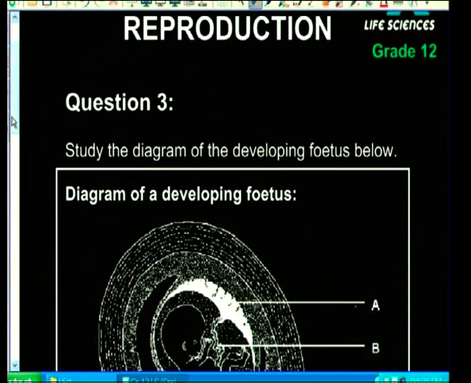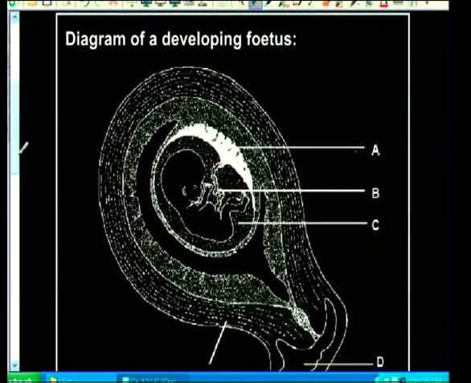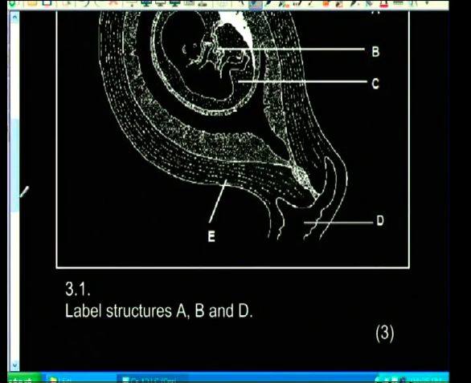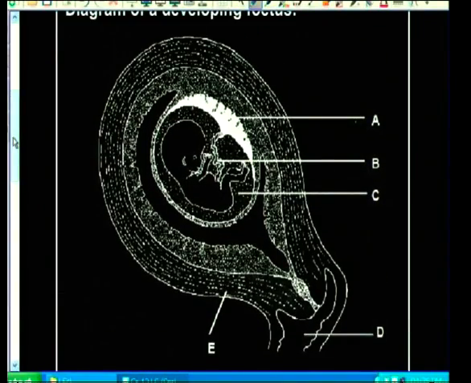Question 3, study the diagram of the developing fetus below. There you have the developing fetus. They say label structures A, B, and D. You must know this diagram. A would be the area of contact between the fetus and the mother, or the uterus in this case. So A would be the placenta. B is referring to this little cord that's going from the baby to the placenta, and that would be the umbilical cord.